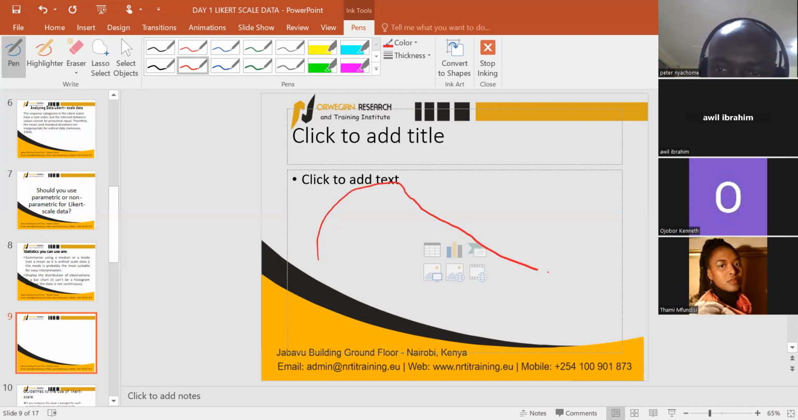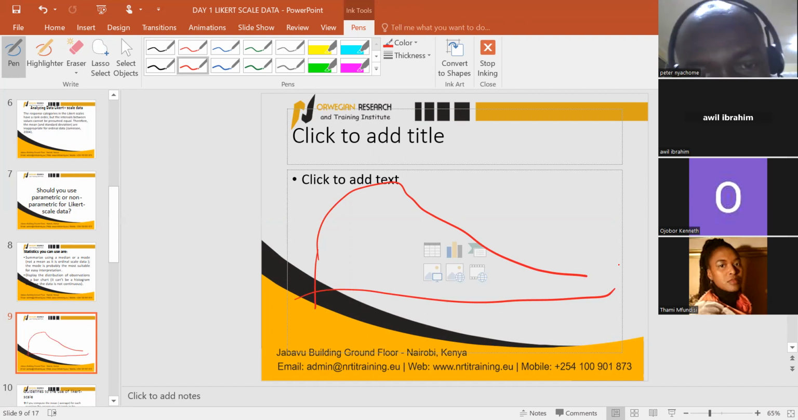Let me see like this. Now, this particular answer is leaning towards a given direction. Can somebody tell me whether it is leaning towards the left or towards the right? This is the curve that we have drawn.